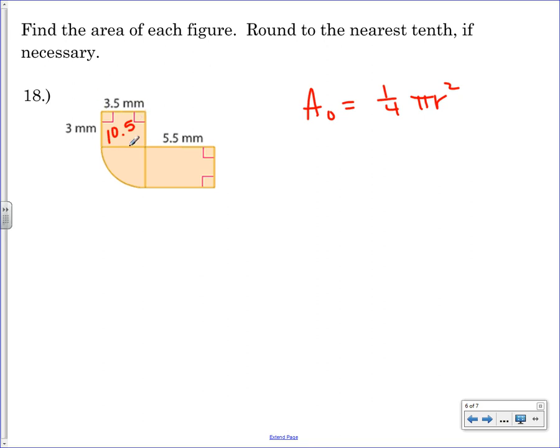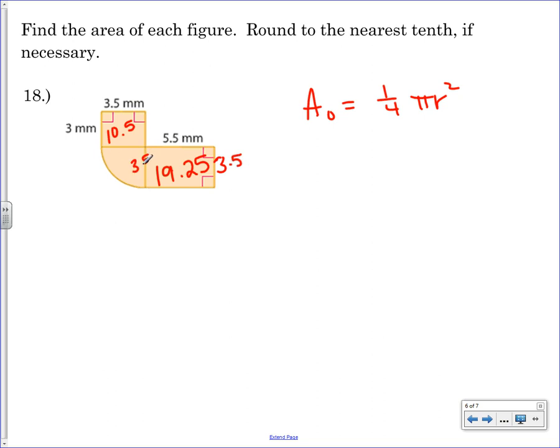3.5, right? This is the radius of our quarter circle. This is the radius of our quarter circle. So what's this? 3.5. So what's this? 3.5. Do you guys see that? Super easy now, right? So it's 5.5 times the 3.5. Very good, 19.25. So now all I'm missing is this quarter circle.